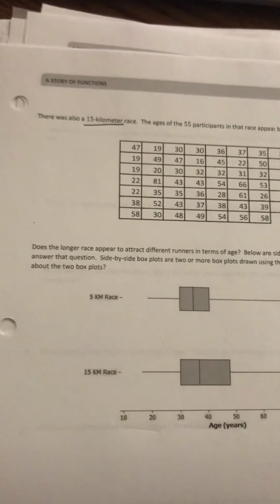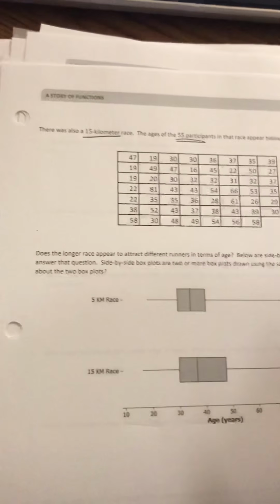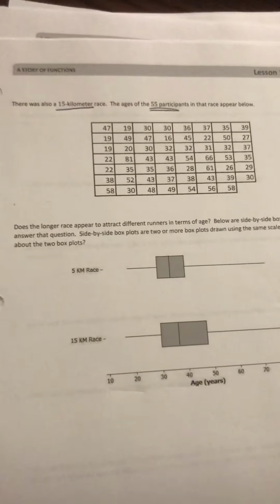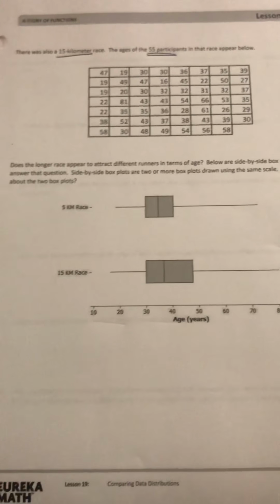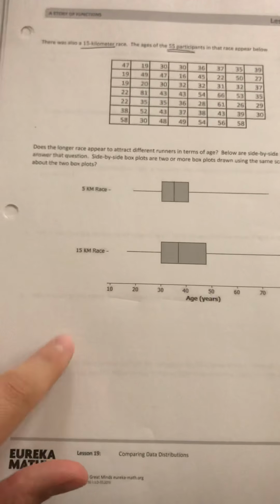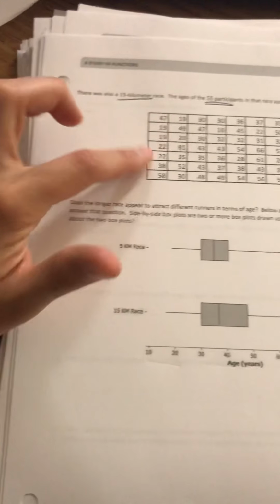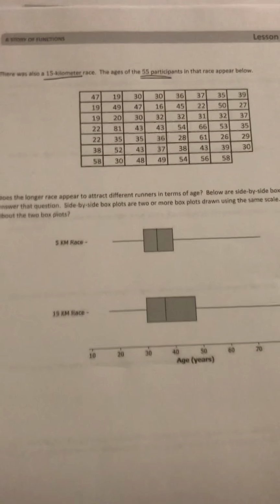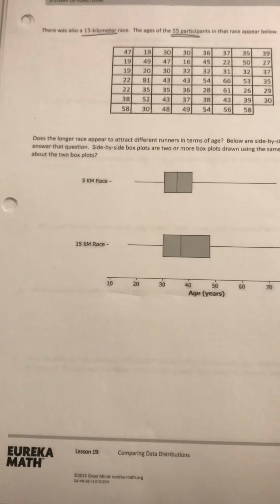Now, this data is different. It says this is from a 15-kilometer race, and there are 55 participants. So not only is the race longer, there are more participants, which could affect our data. So we really want to make sure that we're watching out for that. Then it gives us the 2 box plots. Now, you'll notice for this one, it doesn't give us the 5-number summary. It does for the first one, but not for the second one. It goes right into showing us the box plot.